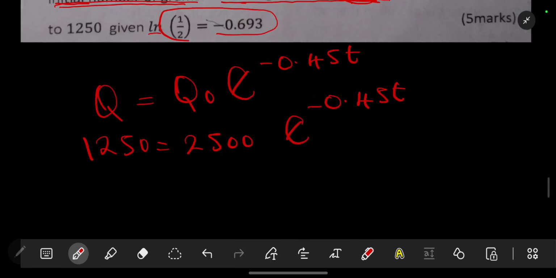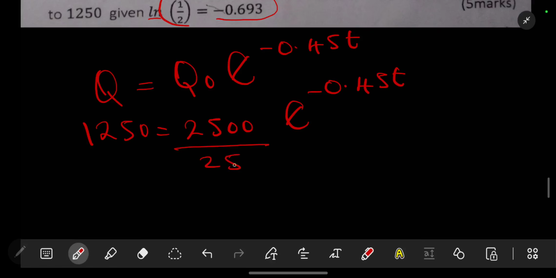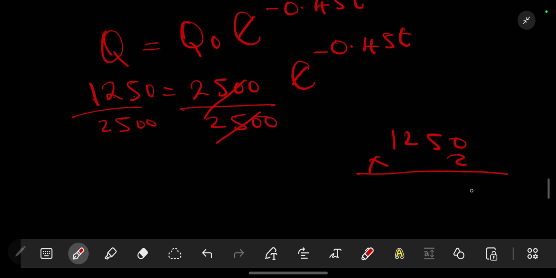So we are going to divide by 2,500 on both sides, like that. So as you can see, this 1,250, if you multiply by 2, you're going to get 2,500. So this by this will be 0, remainder 1, this by this 4 plus 1, that will be 5, this by this, it will be 2. So that means here we are going to have 1 over 2.